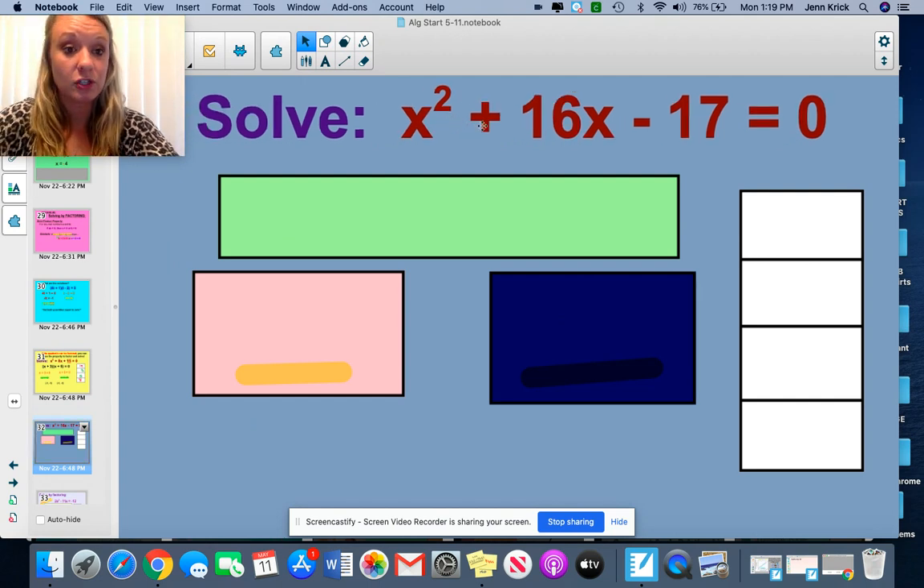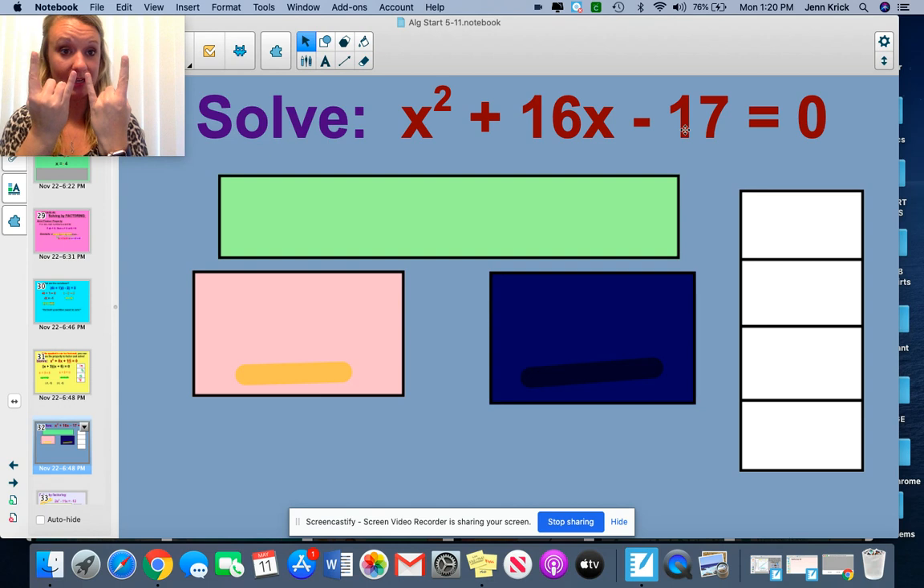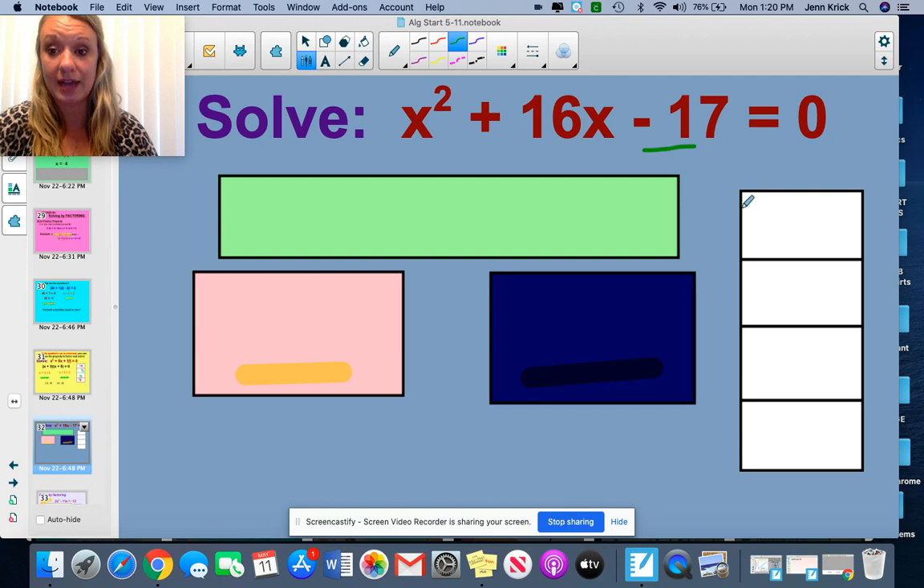All right, if I asked you to solve this quadratic equation, you see that it's in trinomial format. You know that you can factor to get two quantities in parentheses. So I know that I'm going to need two numbers that multiply to a negative 17, but add up to a positive 16. Well, as soon as you see that numbers are multiplying to a negative, you know that one will be negative and one will be positive.